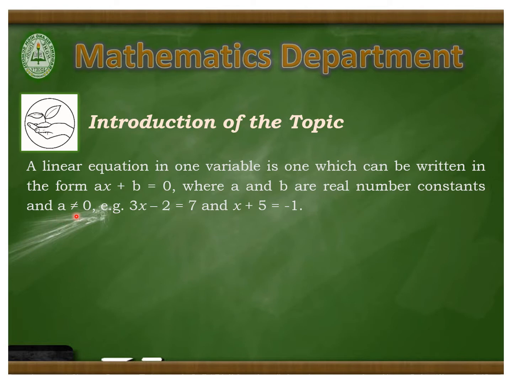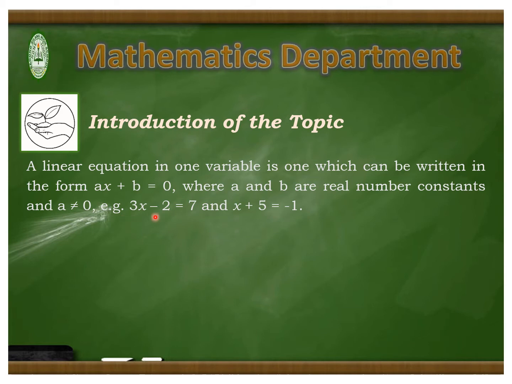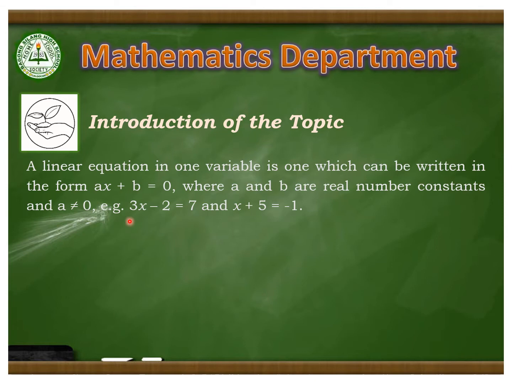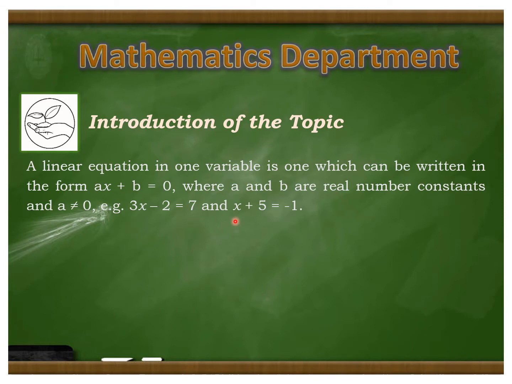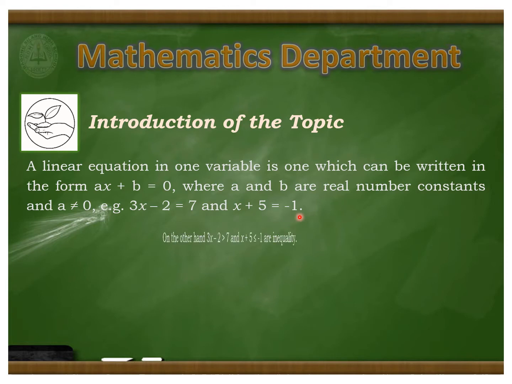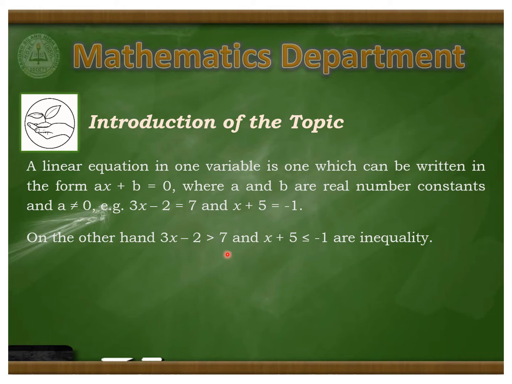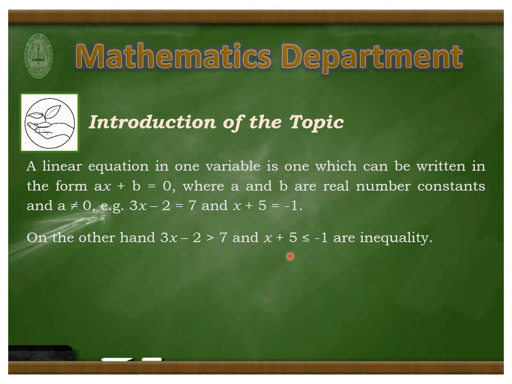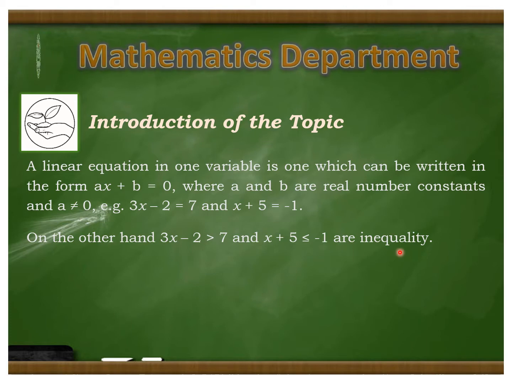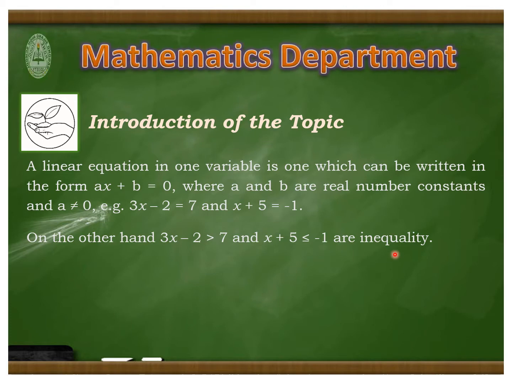And a should not be equal to 0 because once the numerical coefficient is 0, the result of the first term will be equal to 0. There will no longer be a variable in that expression. Same thing will happen for example number 2. On the other hand, 3x minus 2 is greater than 7, and x plus 5 is less than or equal to negative 1 are inequalities in one variable.